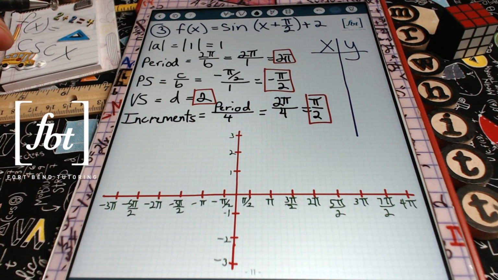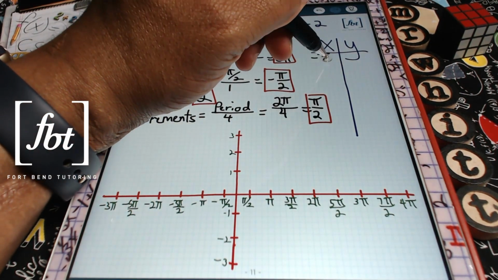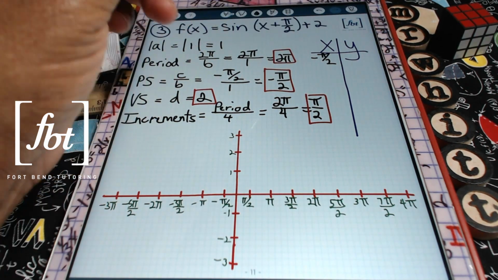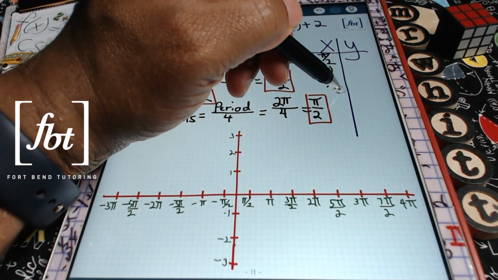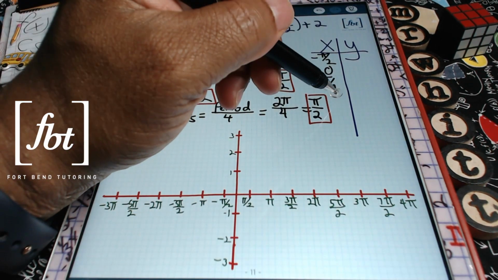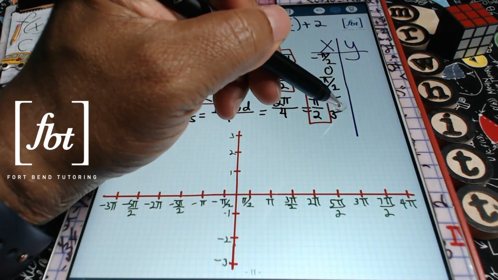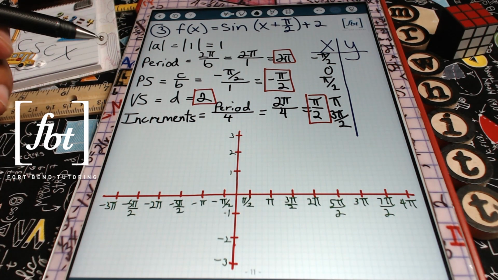So let's go ahead and complete the XY chart. We're going to begin with our phase shift, which is going to be at negative pi over 2. Since our increments are pi over 2, adding pi over 2 to negative pi over 2 gives you 0. Then 0 plus pi over 2 is pi over 2, and then pi over 2 plus pi over 2 gives you pi, and then pi over 2 plus pi gives you 3 pi over 2. And there we have our x values that we'll be plugging into our sine function that will help us graph the cosecant function.